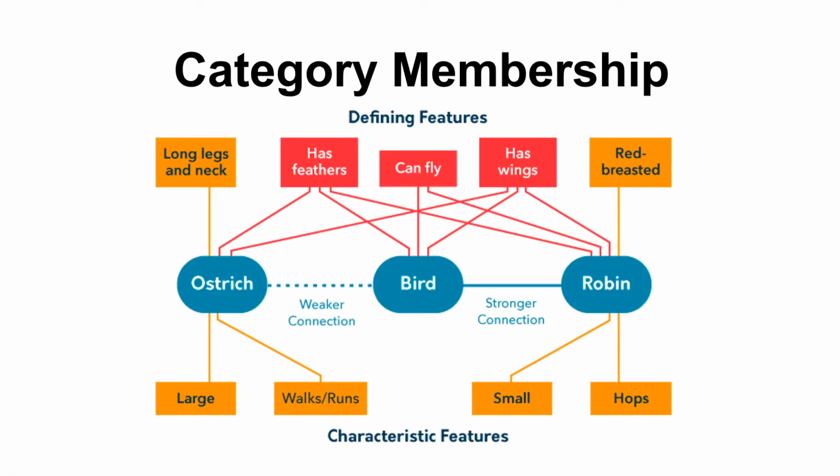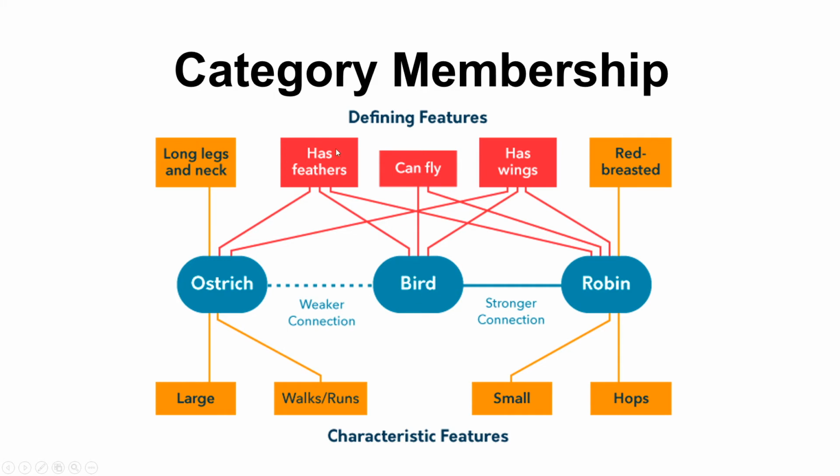Similar to that idea of concepts that are closely related being associated more closely, we can start looking at things like category membership, which will then lead us into talking about how we classify objects. But the idea here is that if we want to decide if something fits into a particular category, there are usually a set of characteristics that seem to be related to that category.